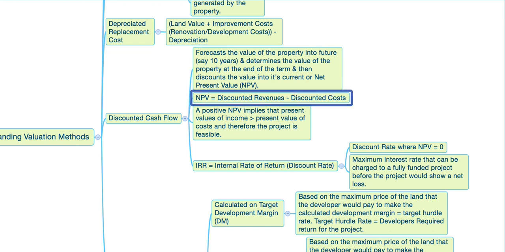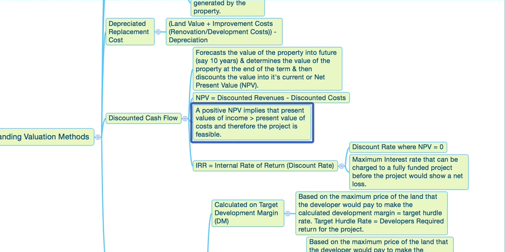Don't let these things confuse you, just know how to use them. A positive NPV implies that the present values of income is greater than present values of cost, therefore the project is feasible. That's what you need to know. Think of it as a businessman. Think of it as Richard Branson. You don't really need to be a pilot to be Richard Branson, but you can own the full airlines. So that's how you need to look at all these nitty-gritty things.